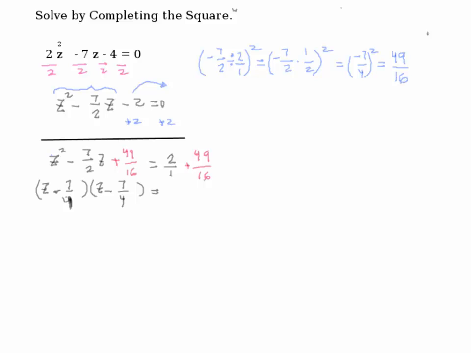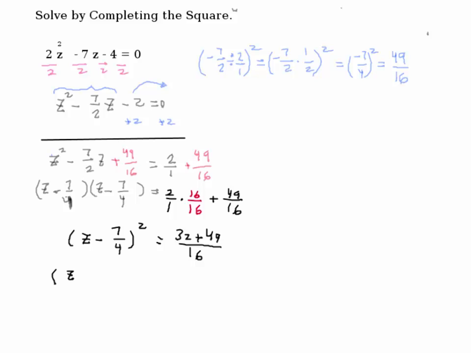So on the right-hand side, we need to combine these two. The LCD is 16, so I need to multiply the first fraction by 16 over 16. And then the right-hand side would add up to 49 plus 2 times 16, which is 32. It would be 32 plus 49 over 16. And on the left-hand side, you see you have z minus 7/4 squared. We completed the square here. So we have z minus 7/4 squared is equal to 81 over 16.